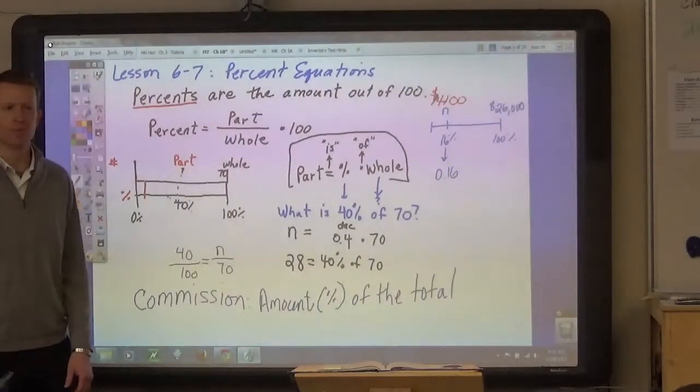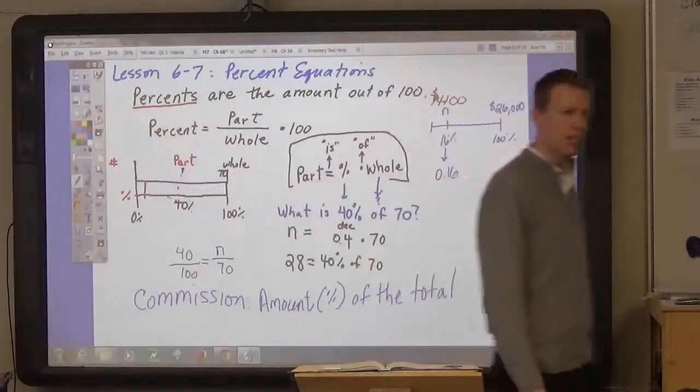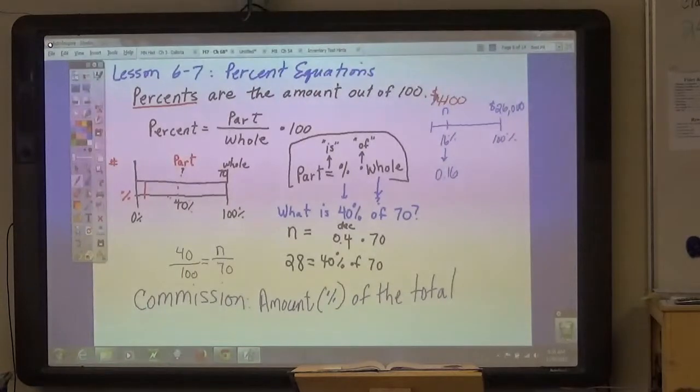Okay. So that's what commission is about. Finding the percent, finding a small amount out of the total. And we're going to practice those for tomorrow. All right?